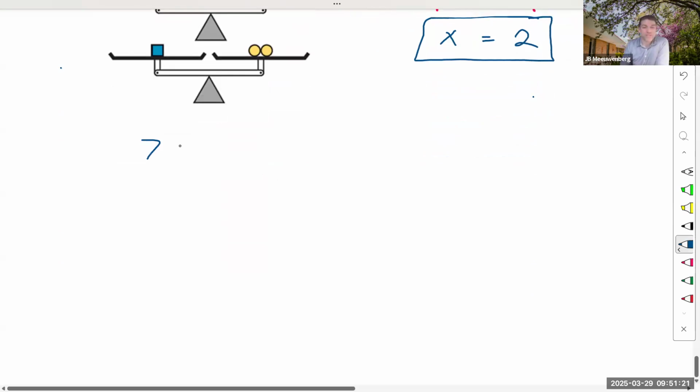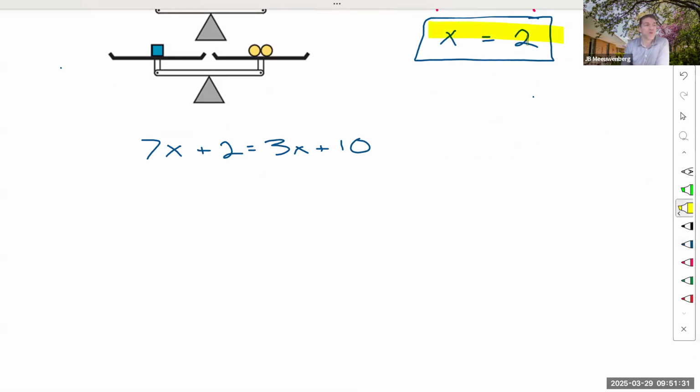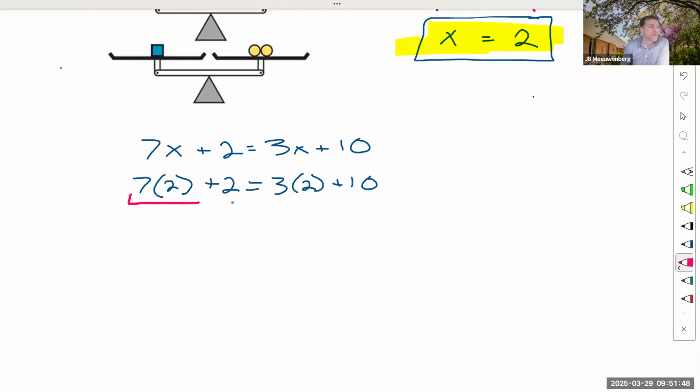The original equation was 7x plus 2 is equal to 3x plus 10. So how do we check to make sure that this actually is a solution? We substitute that value into our equation and then evaluate. 7 times 2 plus 2 must equal 3 times 2 plus 10. We need to evaluate both expressions. Remember how we worked on evaluating earlier? We're going to evaluate both expressions and make sure that they're equal.